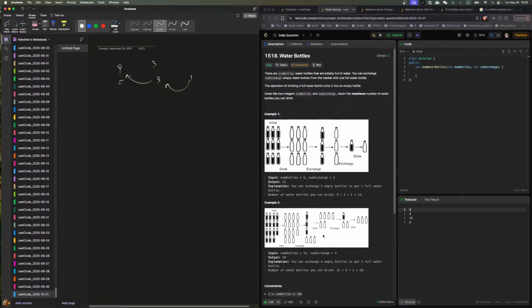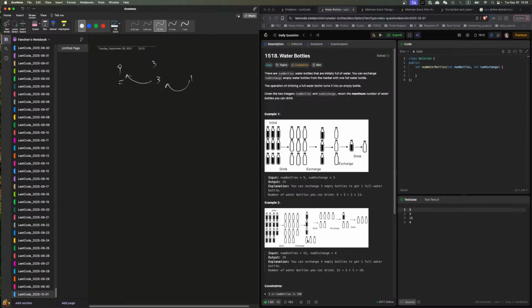So 15, basically I do 15 and I divide by 4, which is 3, right? 3 with remainder 3. So 3 plus 3 is 6. So 6 divided by 4, so we get 1 with 2. Right, now that's it. We can do no more. So we got 15.